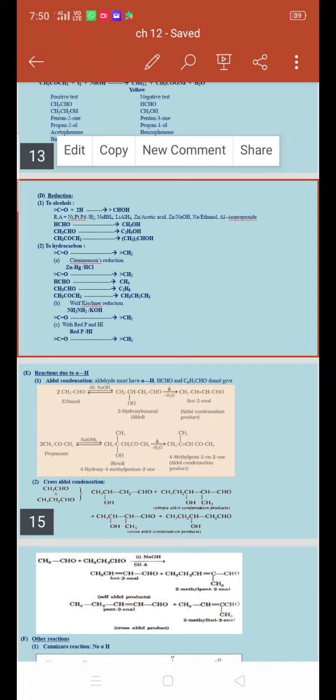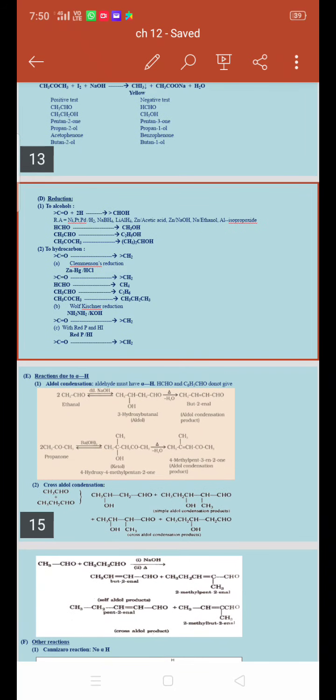Aldehyde is reduced to alcohol. Ketone is reduced to alcohol. These reactions are catalyzed by sodium borohydride and lithium aluminium hydride. Now, aldehyde and ketone can be reduced to hydrocarbons. For example, formaldehyde is reduced to methane, acetaldehyde to ethane, dimethyl ketone to propane.